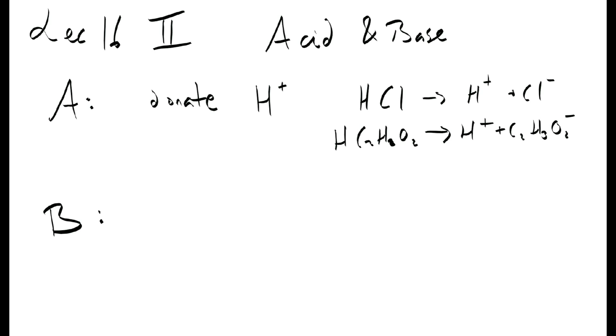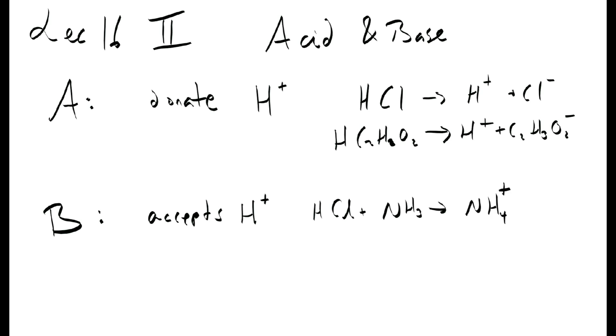Base is pretty much the exact opposite. It is what accepts a proton. So, for example, HCl acting as an acid will react with ammonia. That will give you ammonium, the polyatomic ion, and chloride. So ammonia is acting as a base there. It's accepting the acidic proton.